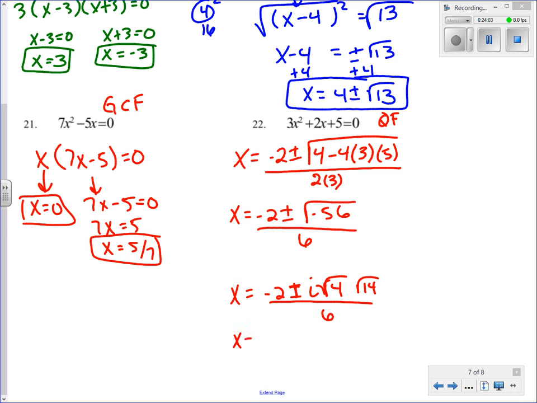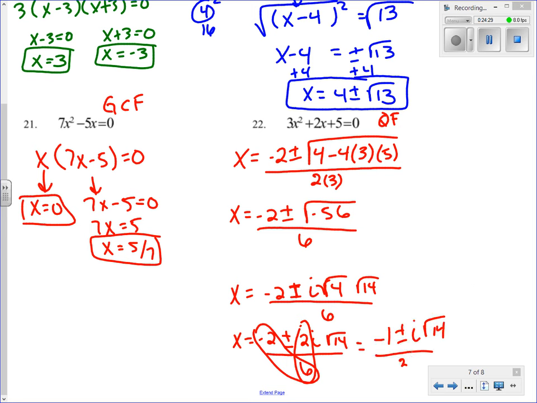Okay, from here, square root of 4 is 2, so we'll have 2i radical 14 over 6. Okay, keep in mind, we can still simplify. Right here, those simplify, and this 2 and 6 simplify. So we will have negative 1 plus or minus i radical 14 over 3. The reason I knew that it was 1 here in both spots is because 2 goes into 2 once, 2 goes into 2 once, and 2 goes into 6 3 times.